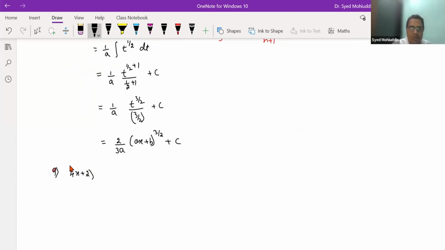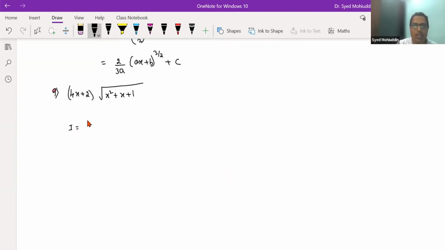4x plus 2 into root of x square plus x plus 1. Now the question is, what is the substitution that we have to make for this one? Let us write I is equal to this integral of 4x plus 2 into root of x square plus x plus 1 times dx. Therefore, you're writing the value of x square plus x plus 1 to be equal to t, right?